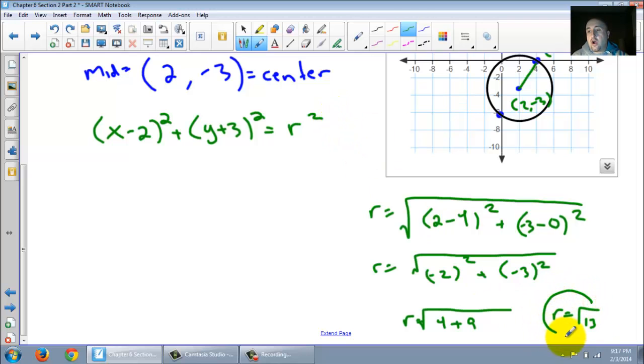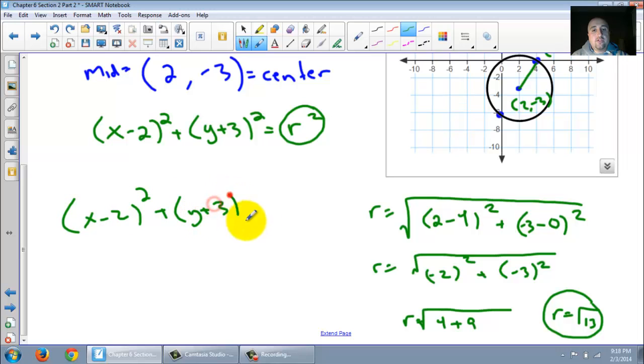Now, this is r, but in our formula it happens to be r squared. So what would (x minus 2) squared plus (y plus 3) squared equals r squared be? What's root 13 times root 13?